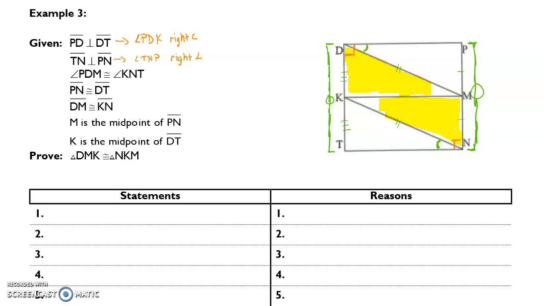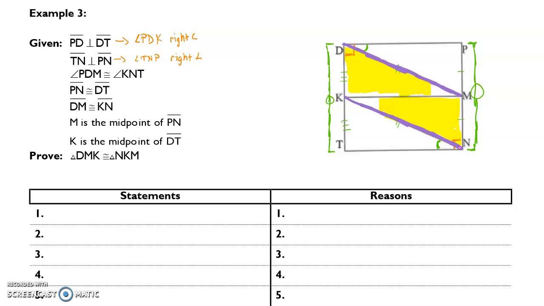All right, so let's take a minute here. There's a lot that's going to go into this proof. All right, so we take a look here. My highlighted triangles are what I'm trying to prove are congruent. The only thing that I have marked that's a corresponding part of those triangles right now is segment DM congruent to segment KN. I have to somehow come up with other parts of these triangles.